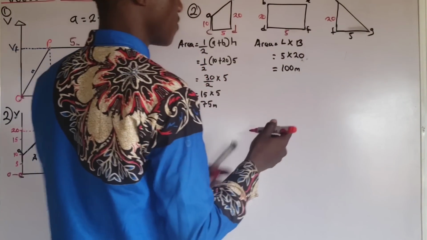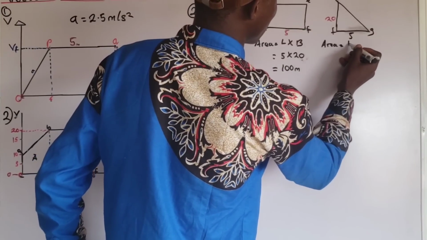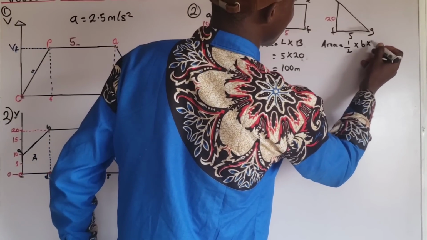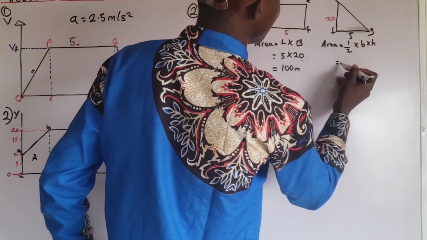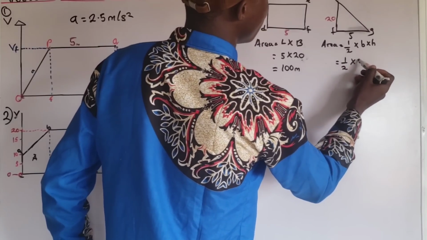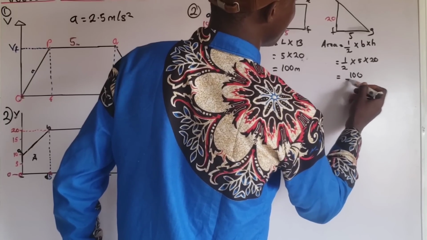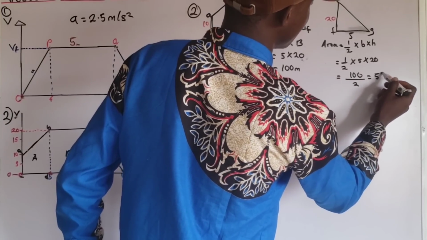So the area of a triangle is half base times height. So area is equal to half multiplied by base multiplied by height. You understand? So area is equal to 1/2 multiplied by base. The base here is 5 multiplied by height, which is 20. 5 times 20 is 100. 100 divided by 2 is 50. So here we have 50 meters.